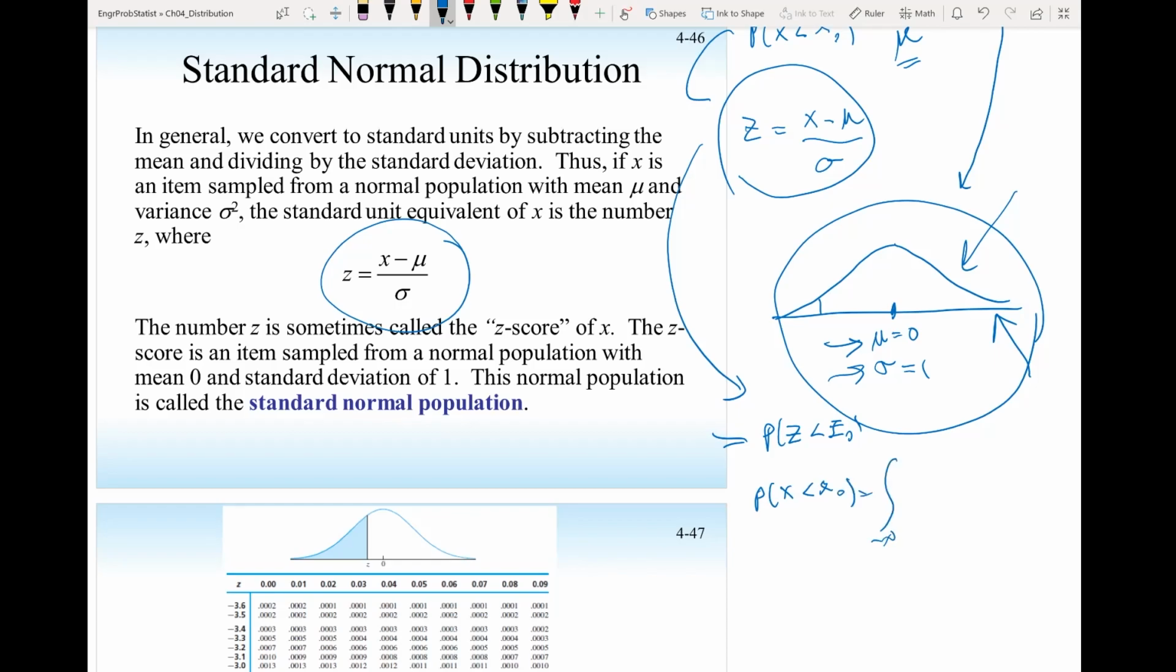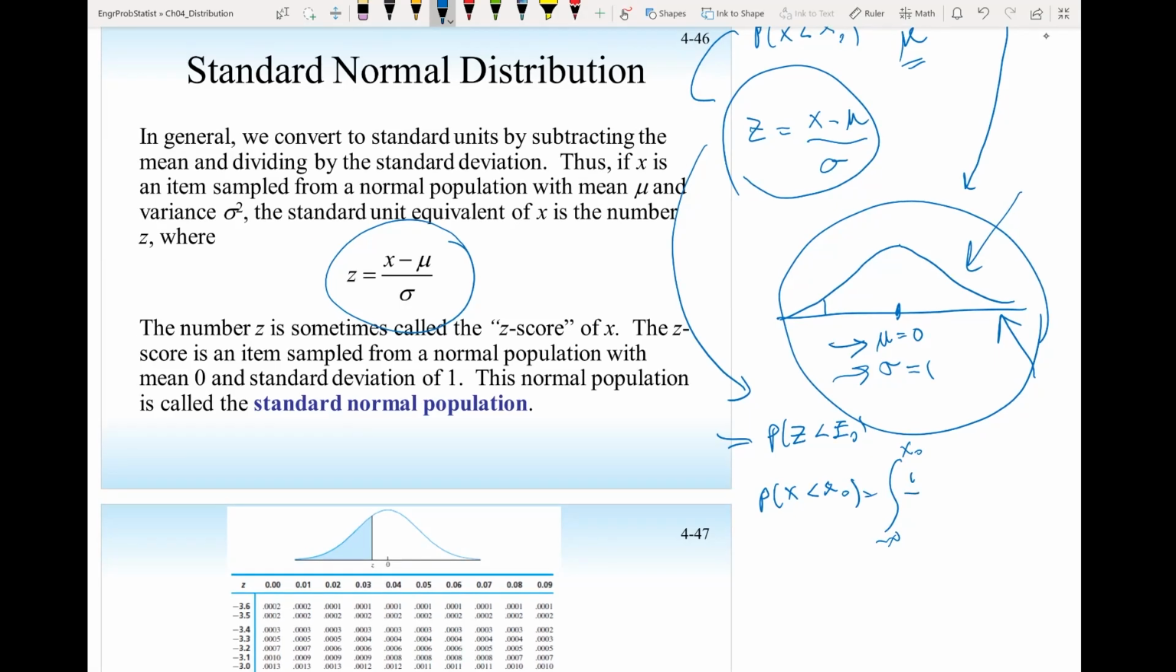It's the integral from minus infinity to x naught of 1 over sigma root 2 pi e to the minus (x minus mu) squared over 2 sigma squared dx. Now if I let z equal (x minus mu) over sigma, then when x goes to minus infinity, z will go to minus infinity. When x goes to x naught, z will go to (x naught minus mu) over sigma. And from here, dz will equal dx over sigma.